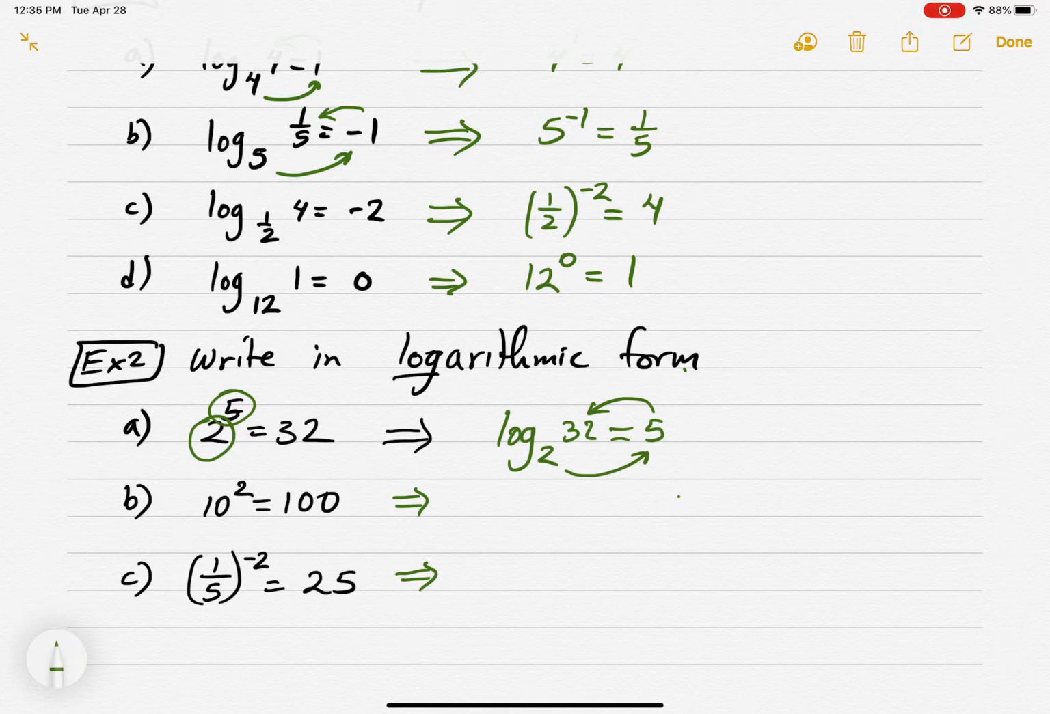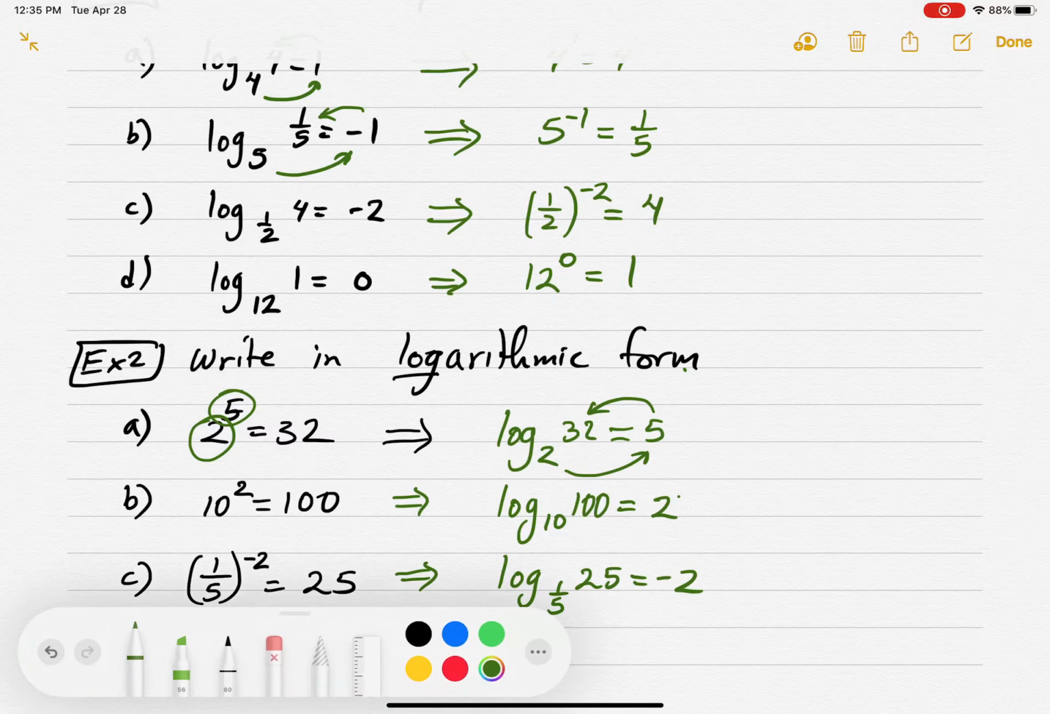So the next one would be then the base is 10. 10 to the second power is 100. And so here we go. Again, you can check with the arrows. And the next one would be the log base 1/5 raised to the negative 2 is 25. And so here you go.